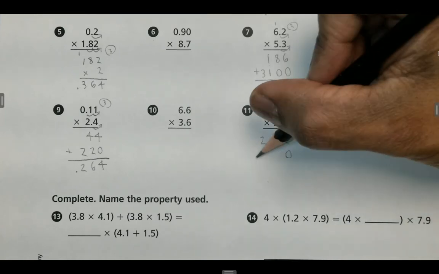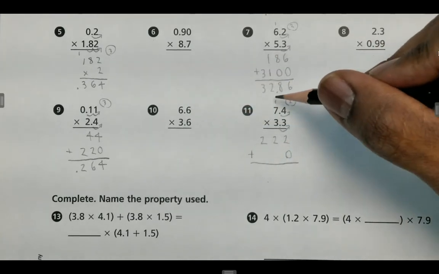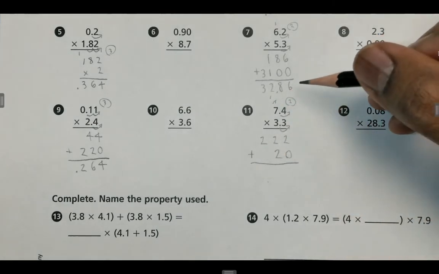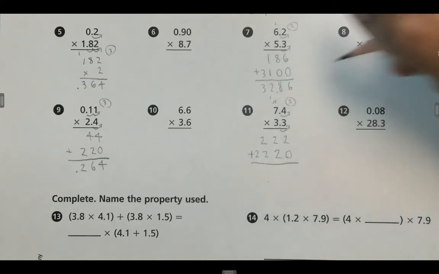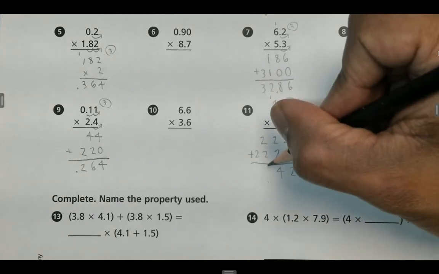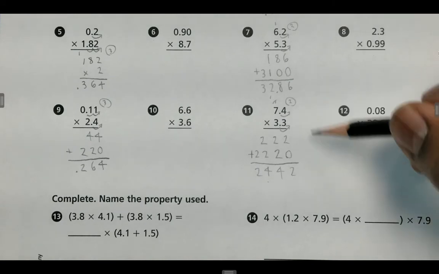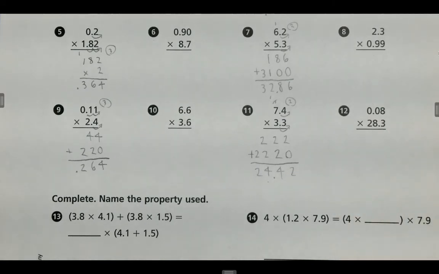Second row, put that 0 placeholder down. 3 times 4 is 12. 2 comes down, 1 gets carried. 3 times 7 is 21, plus the 1 is 22. Add up my columns. And come in from the end, 2 place values. Pew, pew. 24 and 42 hundredths.